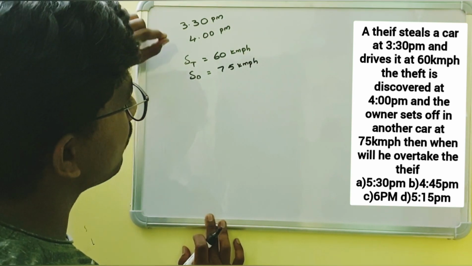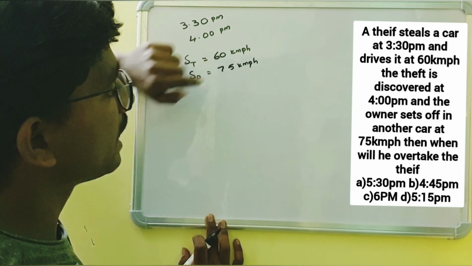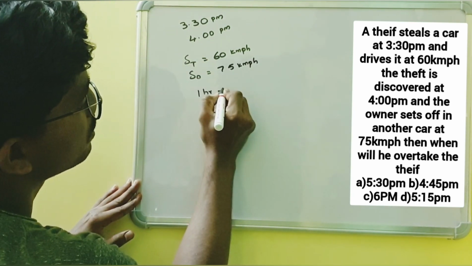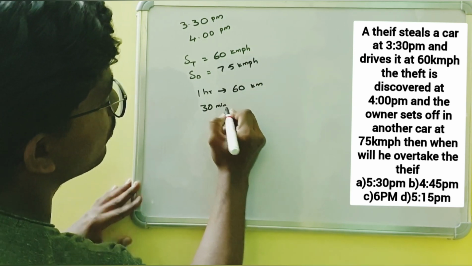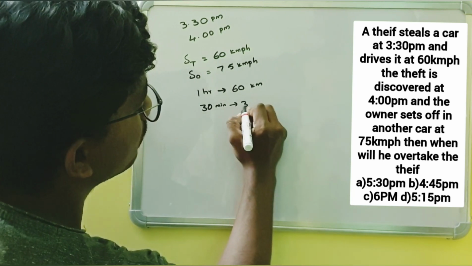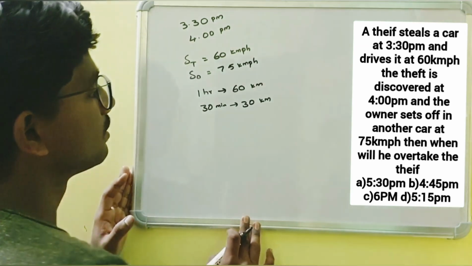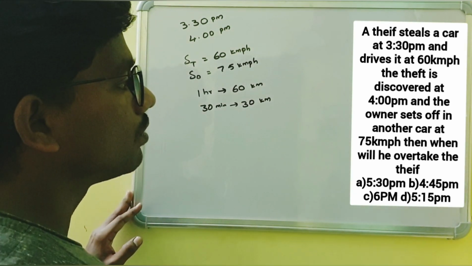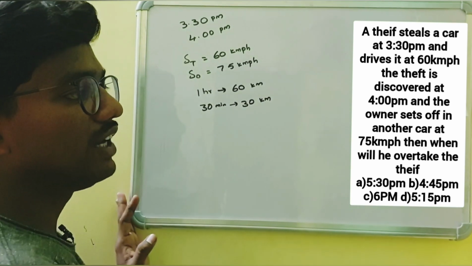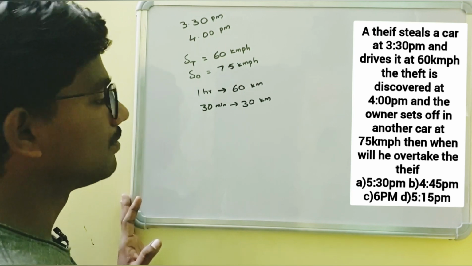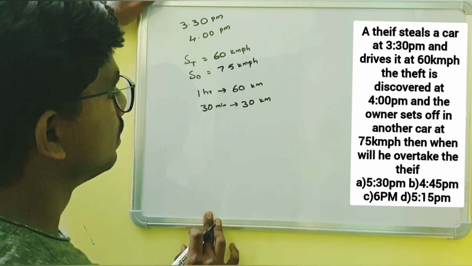So in that half an hour, the distance traveled by the thief is, say, for 1 hour he can cover a distance of 60 kilometers. For 30 minutes, which is half of it, which is nothing but 30 kilometers. Okay, he would have covered 30 kilometers. Now, the question asked is, when will he overtake the thief? Here he asked at what time he overtakes the thief.